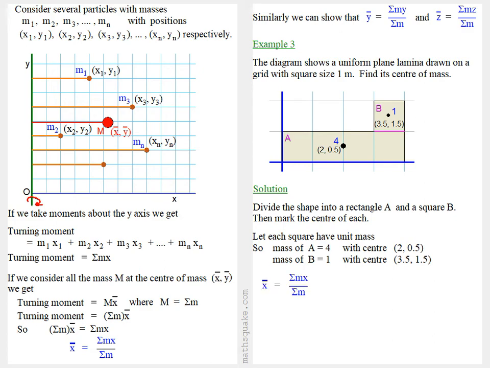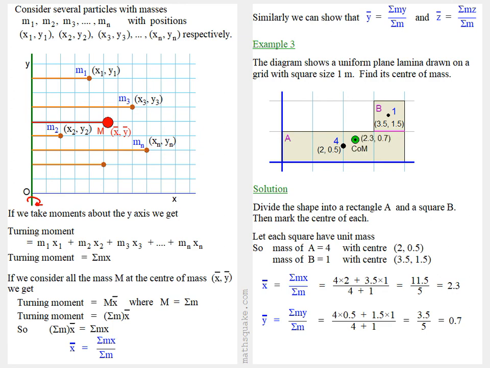Now x bar is equal to the sum of the mx's over the sum of the m's, which is 4 times 2 plus 3.5 times 1, all over 4 plus 1, which is 11.5 over 5, or 2.3. Y bar is equal to the sum of the my's over the sum of the m's, so that's 4 times 0.5 plus 1.5 times 1, all over 4 plus 1, which is 3.5 over 5, or 0.7. And so we have the centre of mass of the lamina has coordinates 2.3, 0.7.